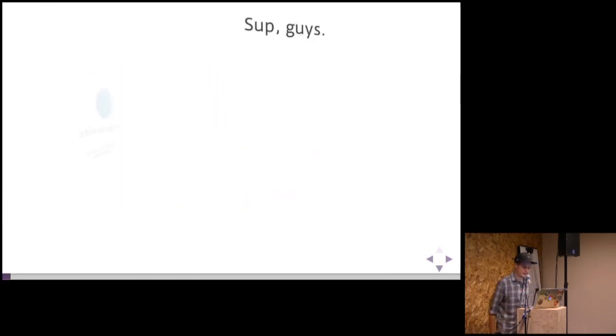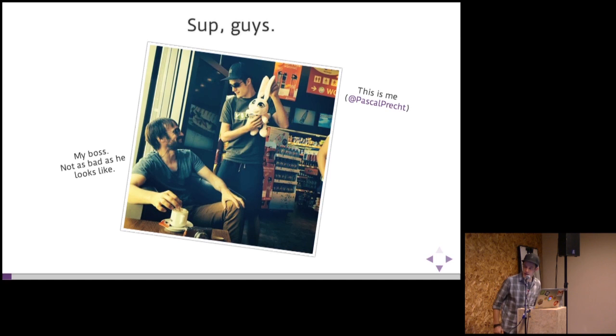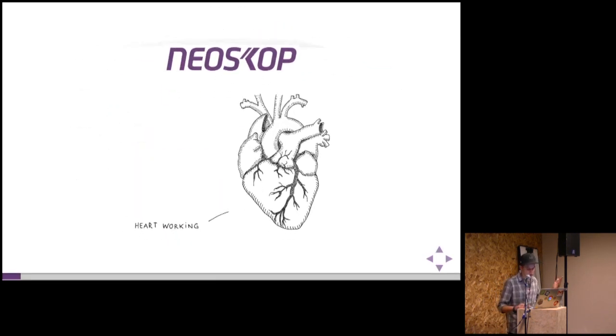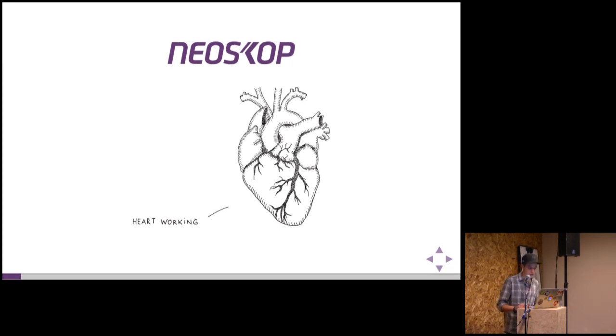Okay, so a little bit about me. My name is Pascal Precht. This is my Twitter handle and also my GitHub handle. And I work at Neoscope, as you already know. We do some web things and we do it well.